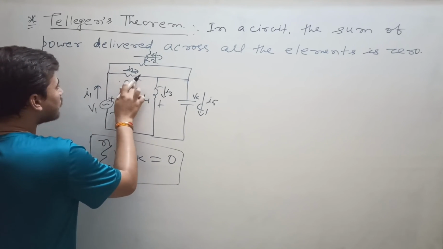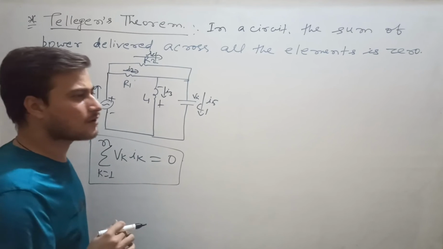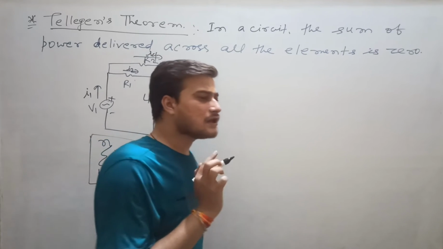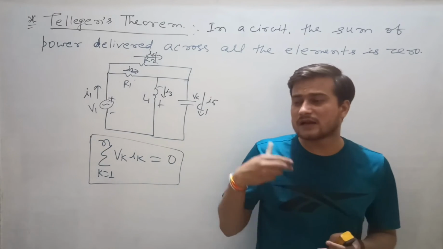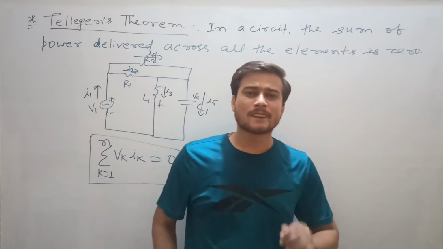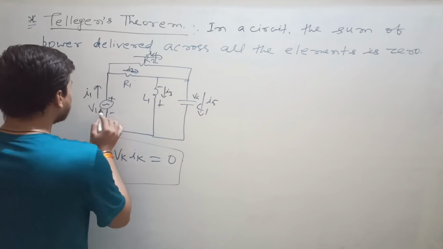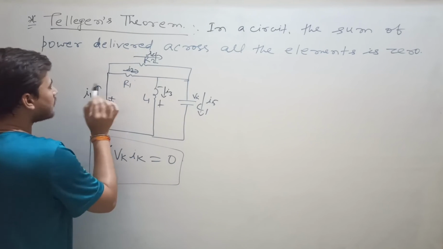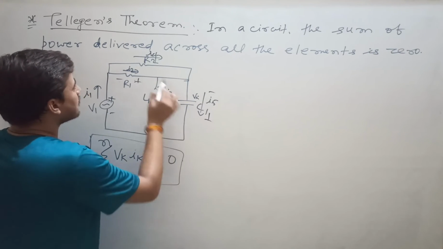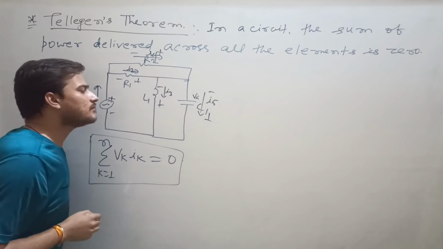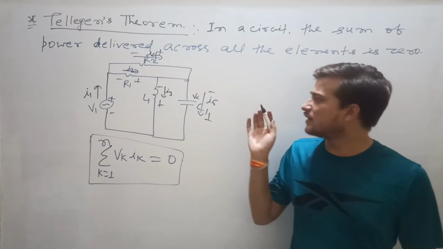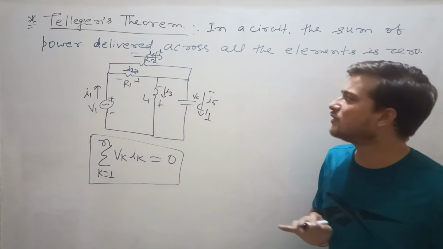But yes, you will have to take care of one thing in applying Tellegen's theorem. They are saying that the sum of power delivered across all the elements will be 0. So either you will have to consider the elements are delivering the power, or you will have to consider the elements are absorbing the power. Clear? That means here, if I have written minus plus like this one, it means here it is delivering. Here also it will be minus plus, here also minus plus. That means all the elements are assumed to be delivering the power. Then we will calculate the voltages and currents. Finally you will get the expression for power.